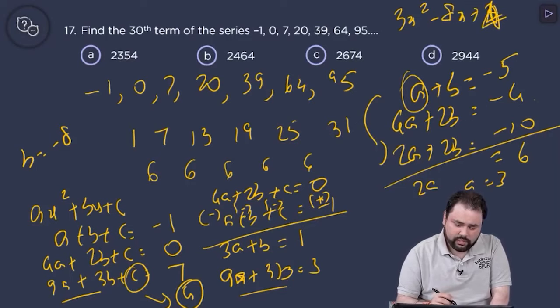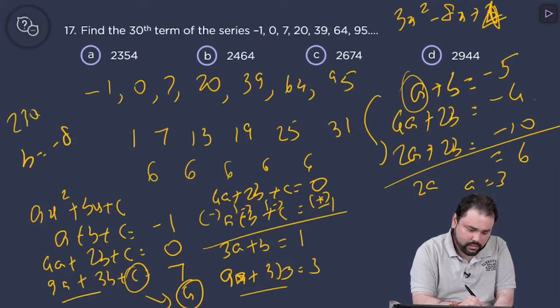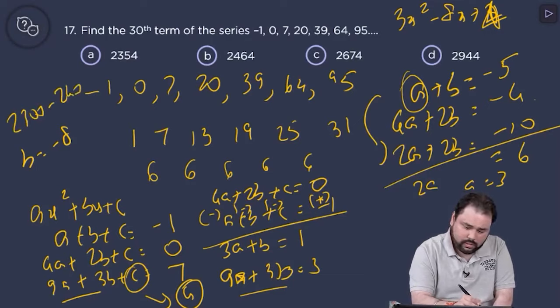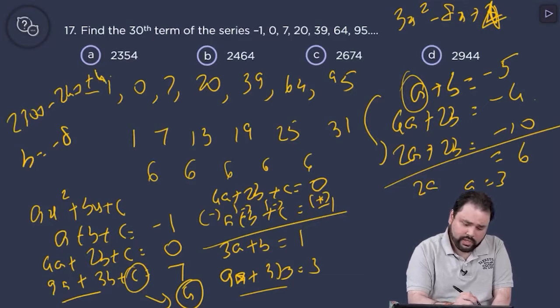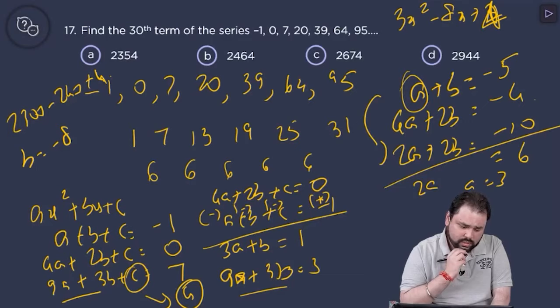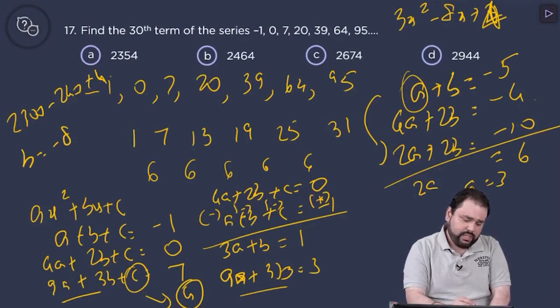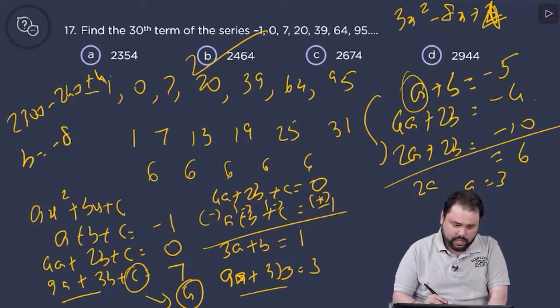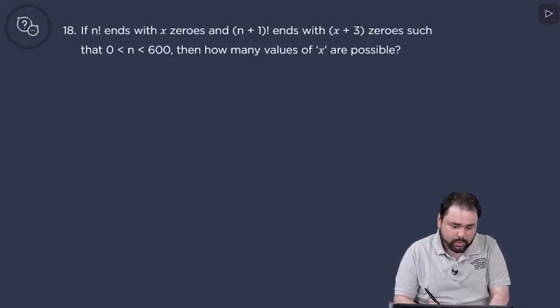And I need the 30th term. So that's 2700 minus 240 plus 4. Ending in a 4. 2700 minus 240, that's 2500 minus 40, that's 2460. That means 2460 plus 4, 2464. Option B. Okay, but this is taking a long time. I need to be quicker.